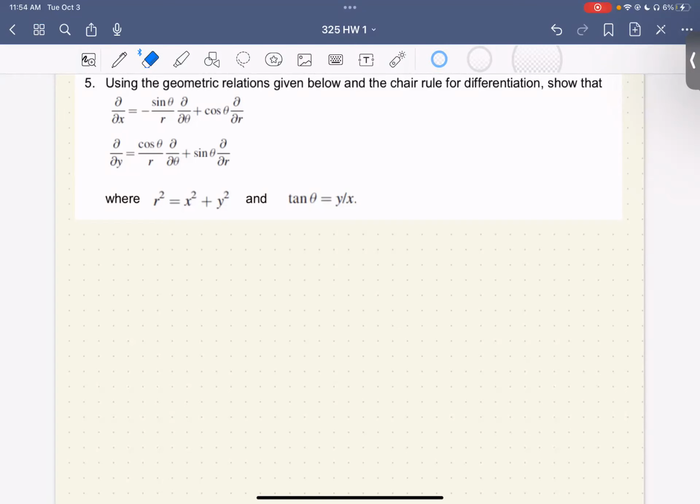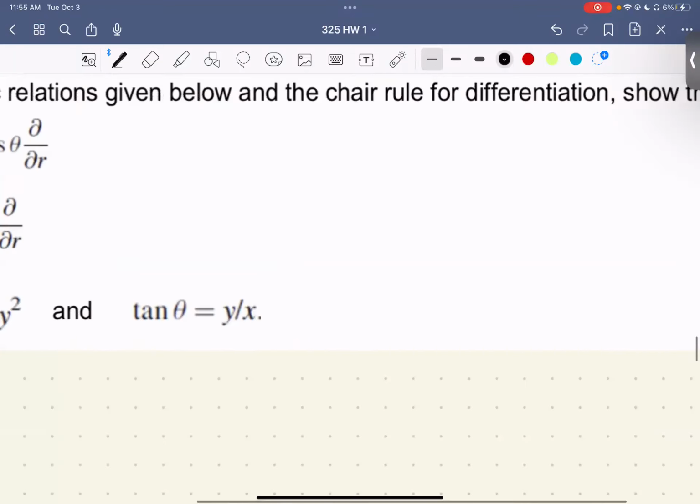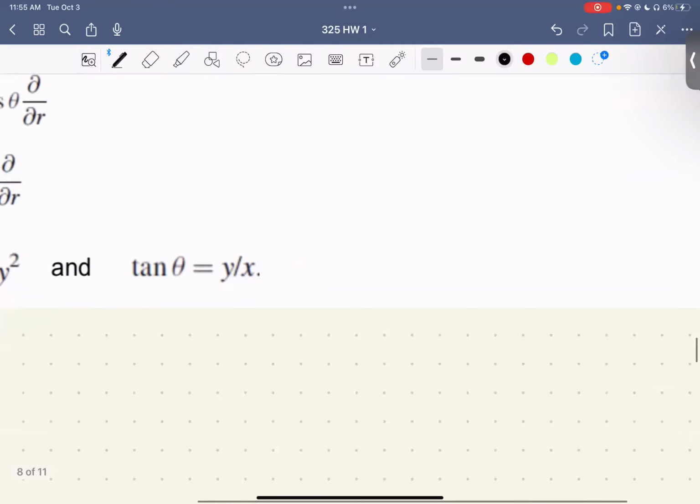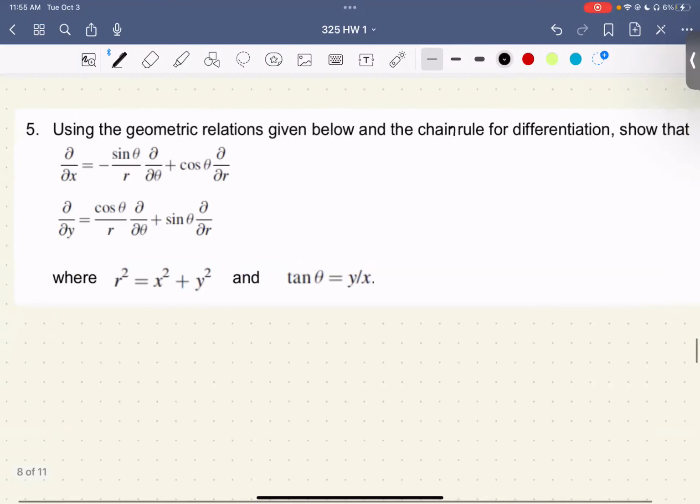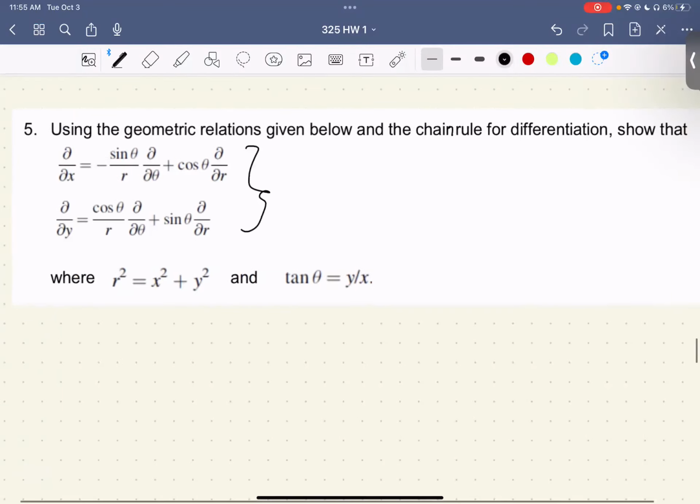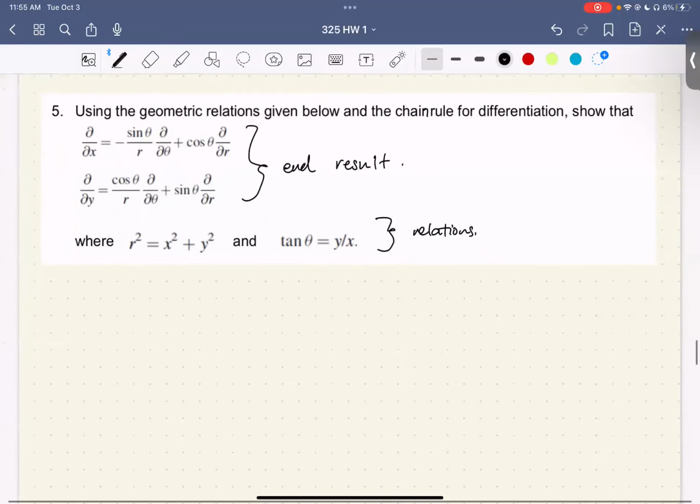So we always start off by reading the question. Using the geometric relations given below, and that should say the chain rule, not chair rule, chain rule for differentiation, show the following. So we want to show this. This is our end result, and it looks like these are our relations. Great. So let's first recall what is the chain rule.